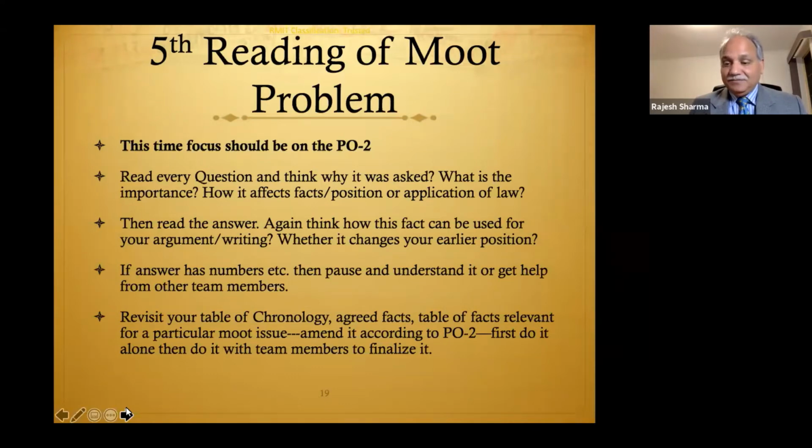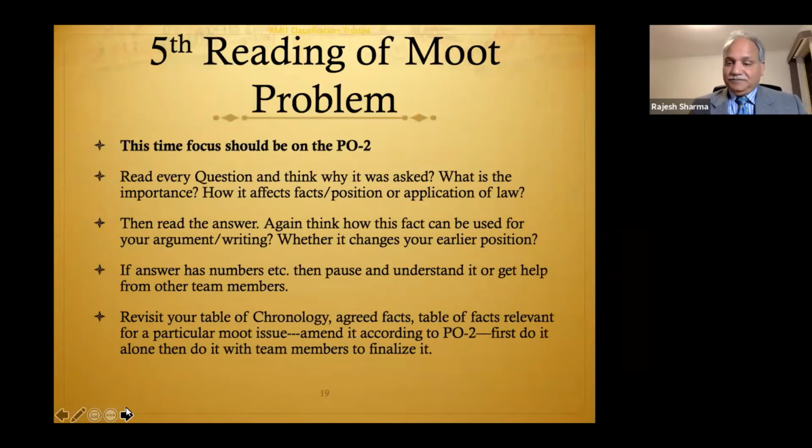When you receive that, I suggest that you read each question, and before you read the answer, think about why somebody has asked this question. What is the purpose behind that? How is this question related to the facts, how are these questions related to your law, how will it be affecting your position, how will it affect the other side's position? Try to understand that. If you understand the question, the purpose and the meaning behind it, then it will help you a lot in clarifying the facts.